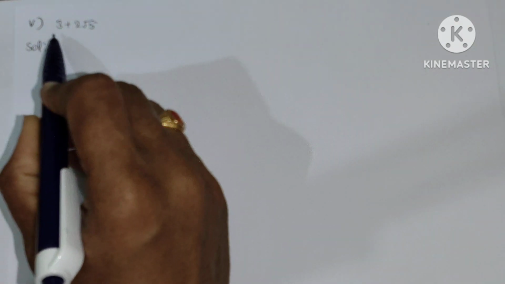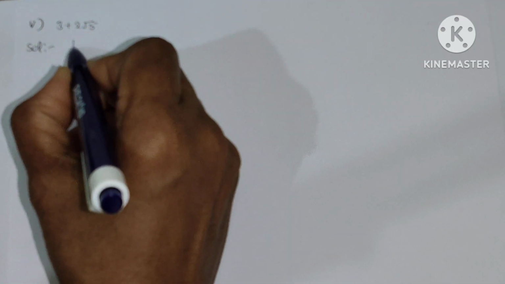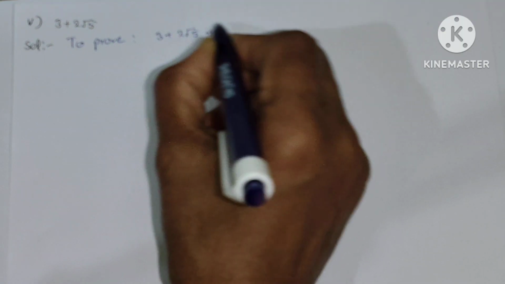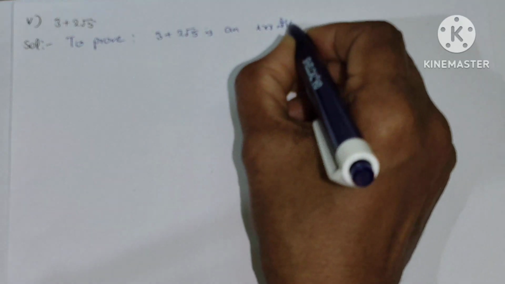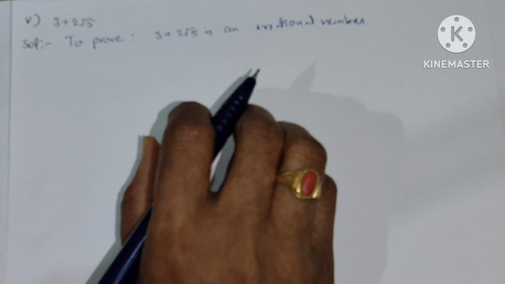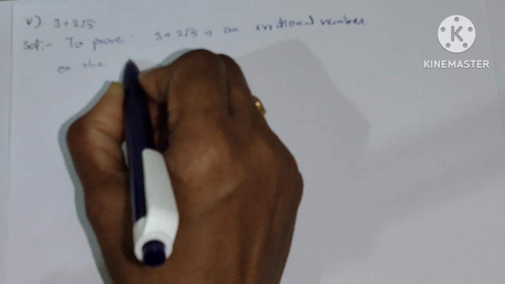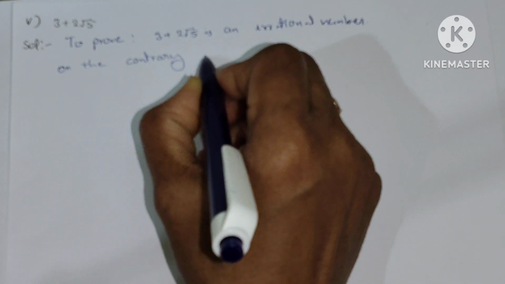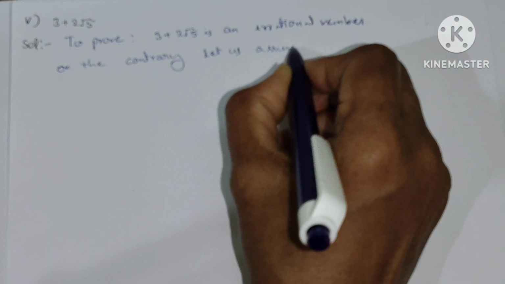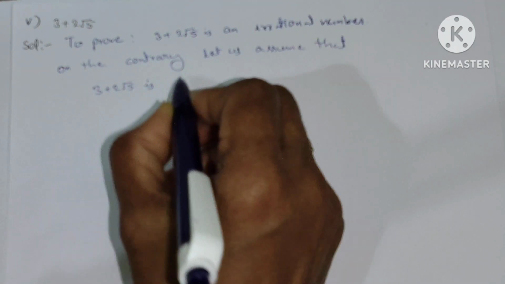So here, the fifth one: 3 plus 2 root 5. We show that it is an irrational number. So to prove that 3 plus 2 root 5 is an irrational number, we take the contradictory. Let us assume that 3 plus 2 root 5 is a rational number.